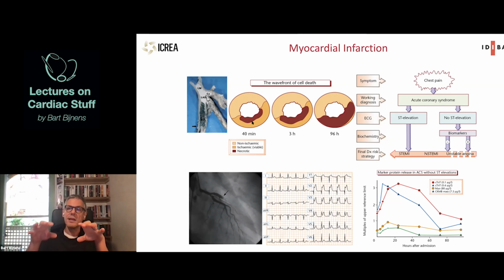So the area at risk is the perfusion territory. You have a certain coronary artery. If you would occlude that coronary artery, there's a certain amount of tissue which doesn't receive blood anymore. That's what we call the area at risk. And then depending on the time, more and more, starting from the endocardium and then towards the full perfusion territory, we start to get irreversible damage.